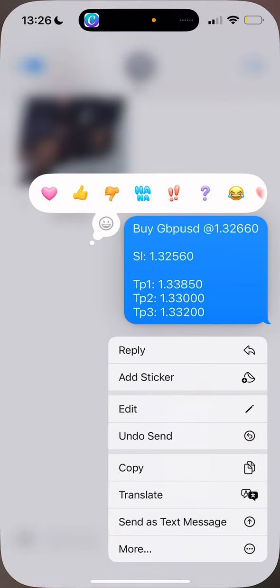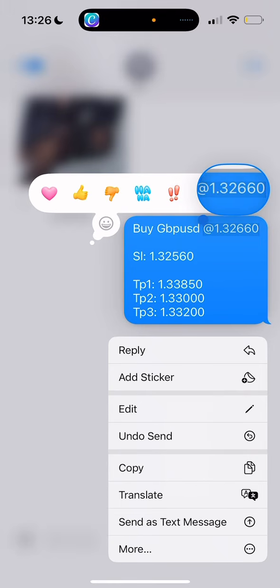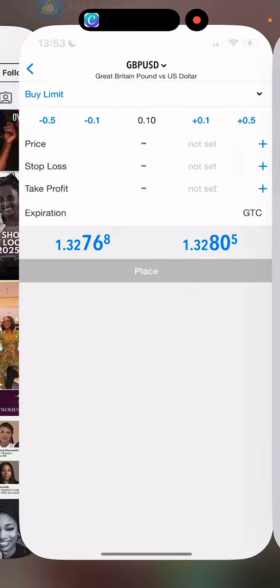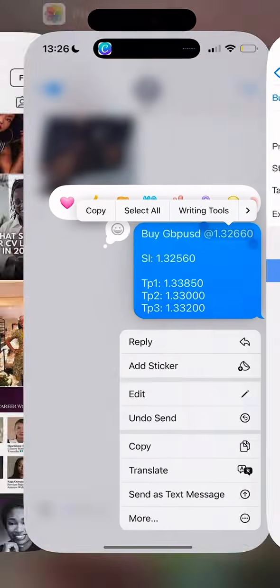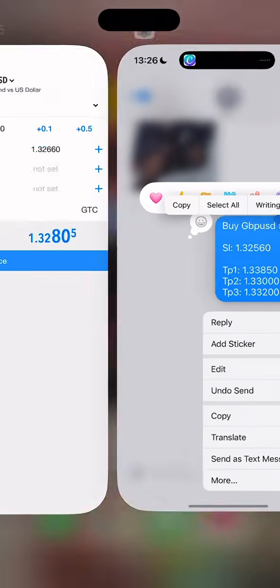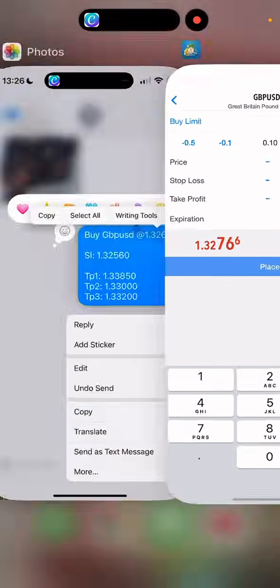So what do I do? I simply copy the price that they gave us. If it even allows me to copy, okay, it's not allowing me, but I'll just type it in. 1.32660. That is my entry price. What is the SL? 1.32560. That's what I'm going to do. 1.32560. What is my take profit?